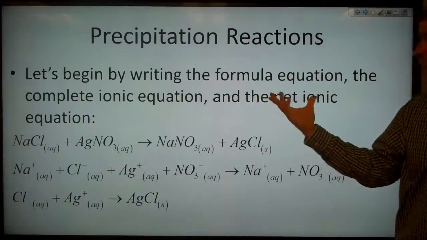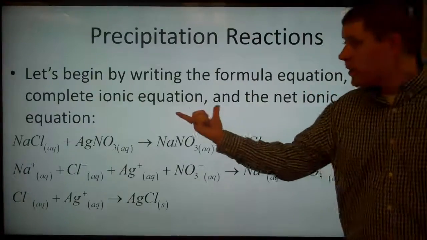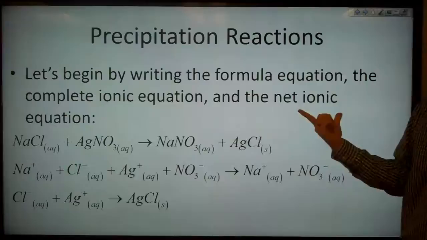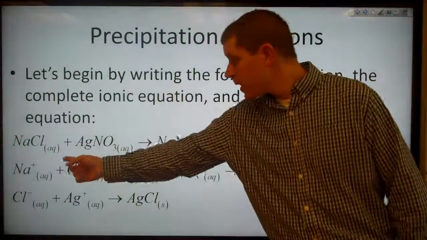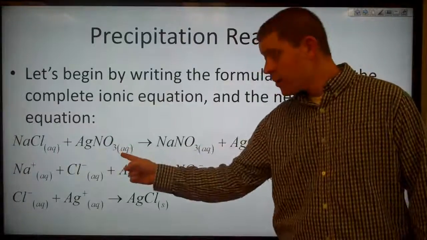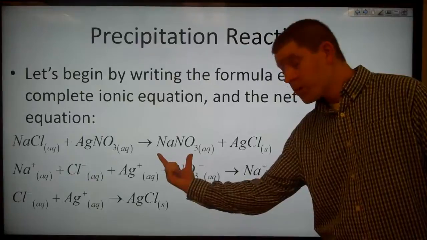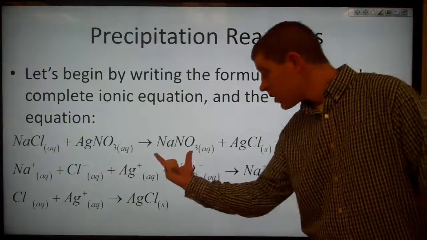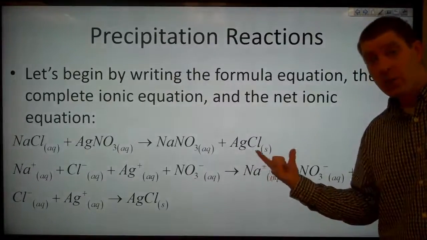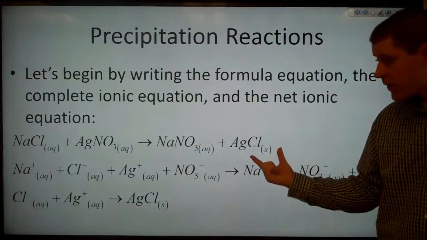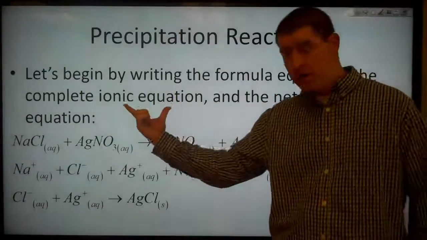Let's first begin by writing the formula equation, the complete ionic equation, and the net ionic equation. The formula equation is the sodium chloride in aqueous solution plus the silver nitrate in aqueous solution yield sodium nitrate in aqueous solution and silver chloride solid, because the silver chloride will precipitate out of solution. Now let's write the complete ionic equation.